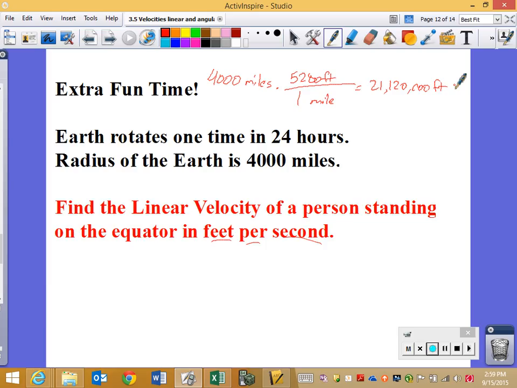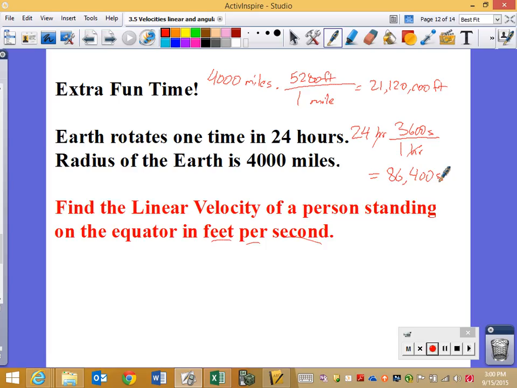Now I also need to change my hours into seconds. So I have 24 hours, and I know that per 1 hour there are 3,600 seconds: 60 times 60 to get minutes and then seconds. My hours cancel, and I'm left with 86,400 seconds, which is the amount of seconds in one day, 24 hours.